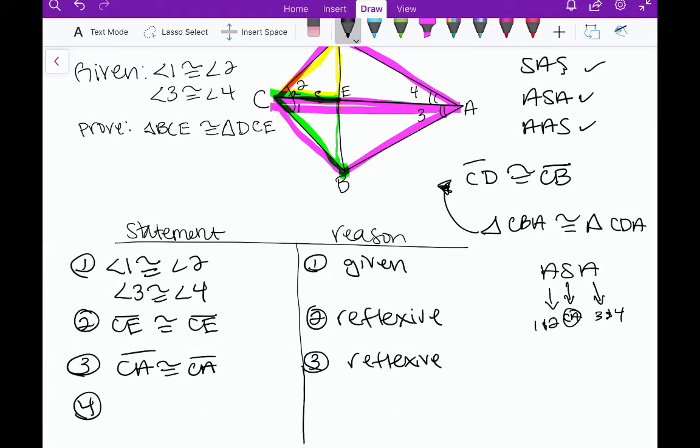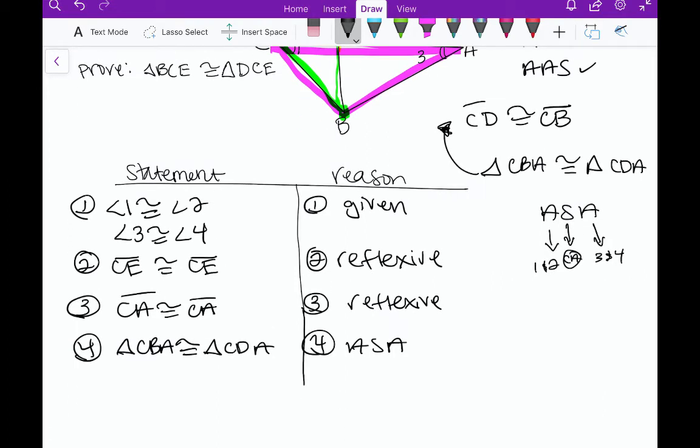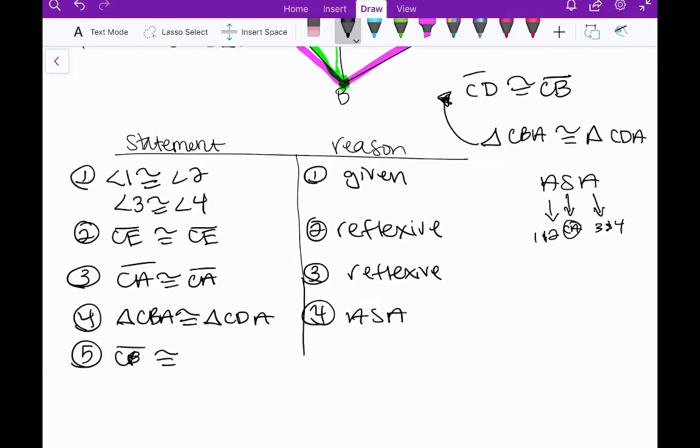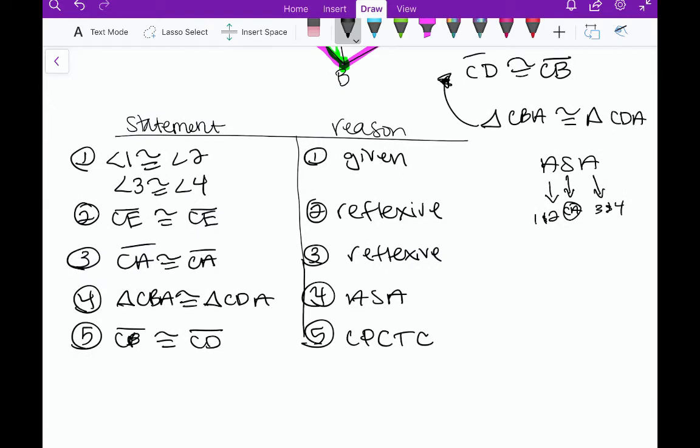So now I can say that triangle CBA is congruent to triangle CDA, and that is by angle, side, angle. And if that is true, then CB is congruent to CD, and that is because the corresponding parts of congruent triangles are congruent. So if you need to actually write that out, I'll say it again. The corresponding parts of congruent triangles are congruent.